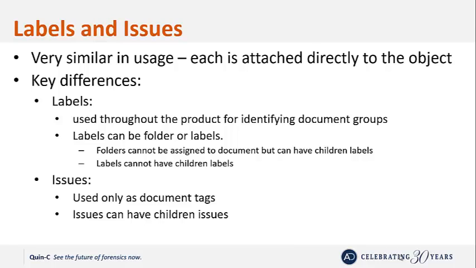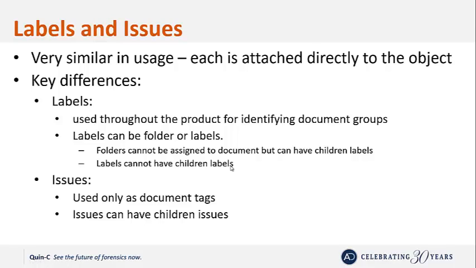Labels can be of two types. They can be a folder or an actual label. Forgive me for using the word labels twice in that sentence. I know it's a little confusing, but think of it this way. A label can be a folder that holds other labels, or it can actually be a label itself. So folders cannot be assigned to a document, but they can have children labels. Labels cannot have children labels, but they can be assigned to a document.